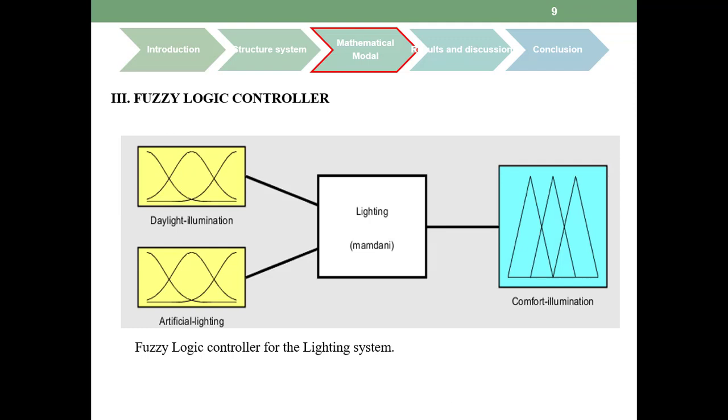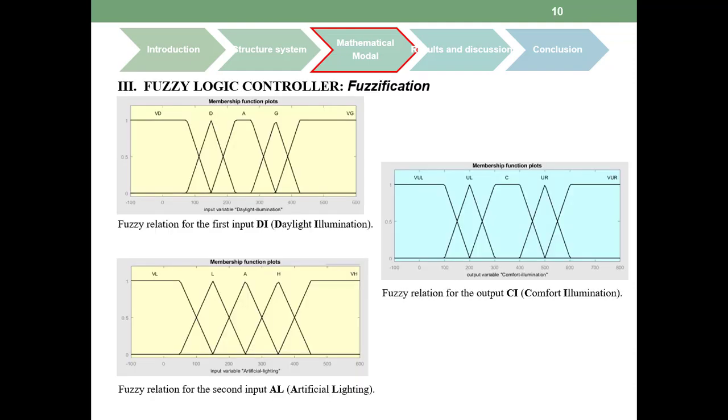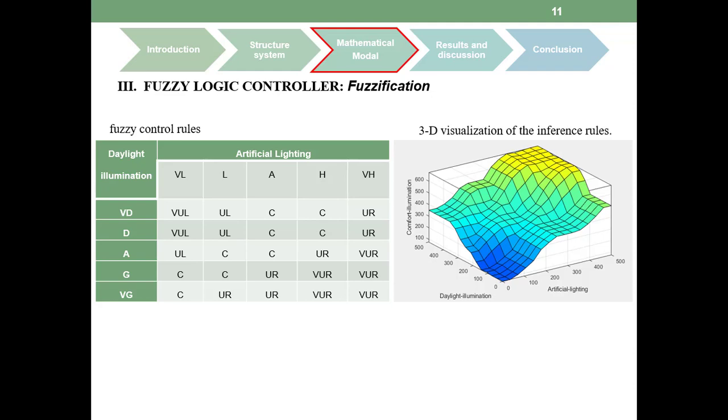A fuzzy logic control for lighting system. We have two inputs, the daylight illumination and artificial lighting. We have one output, comfort illumination. This figure shows the membership function shape. In the fuzzy logic control, the first inputs are the daylight illumination and artificial lighting, and the fuzzy relation gives the output comfort illumination.